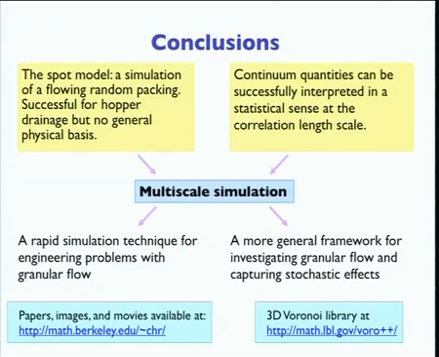So I'm just going to finish with my conclusions. This is basically taking a discrete study and a continuum study, and combining them into some kind of multiscale approach. So this could potentially be used as a rapid technique for simulating mixing in engineering problems, but it could also be a general framework for looking at stochastic effects in dense flows.